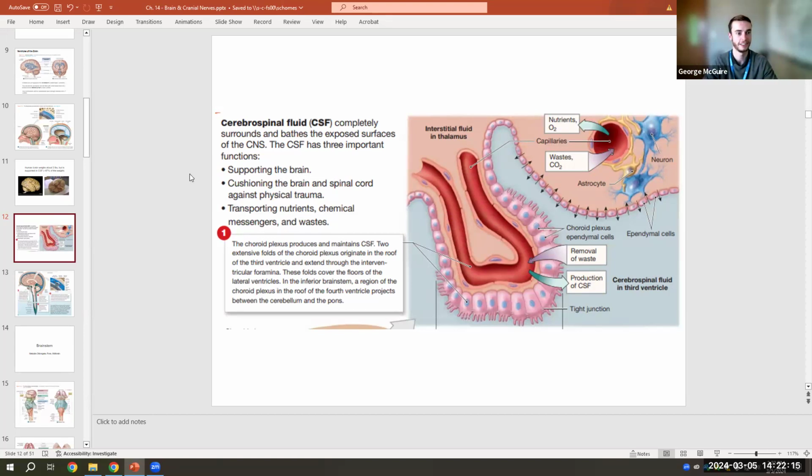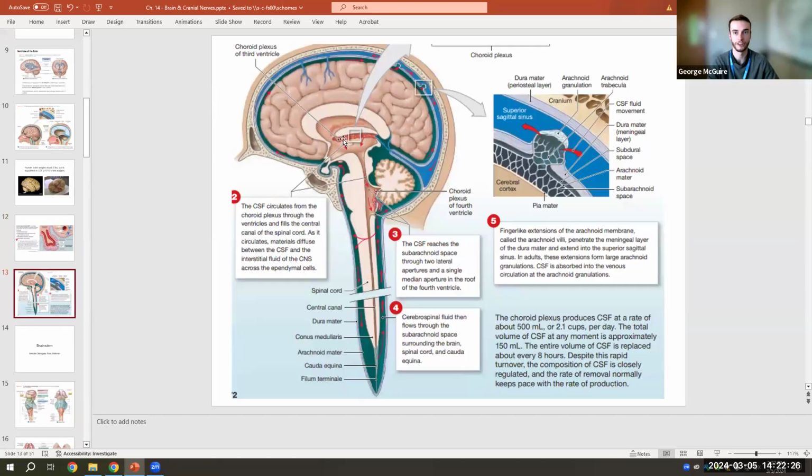Yes, Constance? I was going to ask, are there choroid plexuses in the lateral ventricles? From what I was seeing in the text, no, they just talk about those two areas here, right? Around the thalamus and then in between the cerebellum and pons. So I believe the fluid that is being produced from the choroid plexus on the thalamus then spreads out into those lateral ventricles, but I don't think they have their own specialized ependymal cells for that. Thank you.